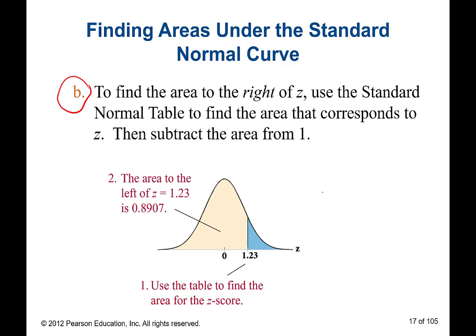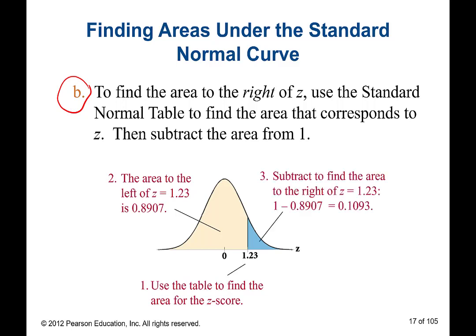And if we go and look at the table, we see that the area to the left of z equals 1.23 is 0.8907. So 1 minus that value is 0.1093, and that gives us our probability to the right of that z-score.